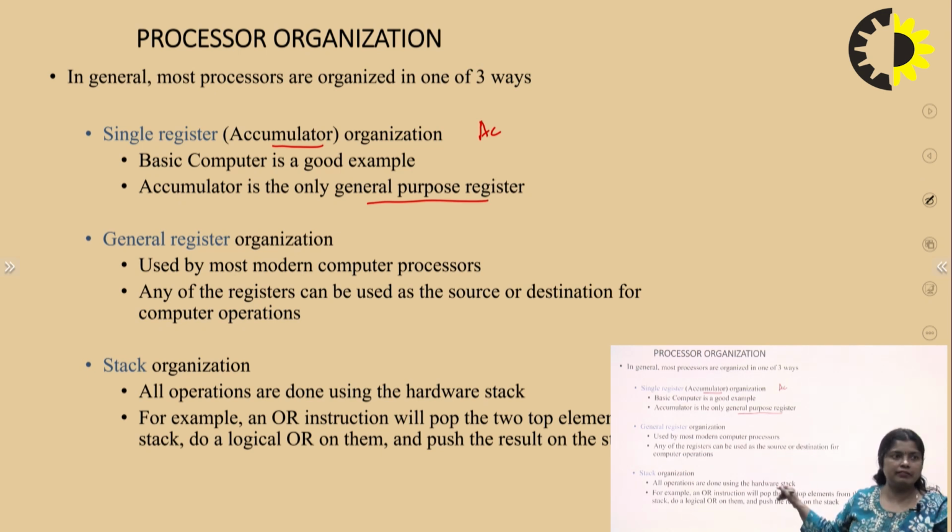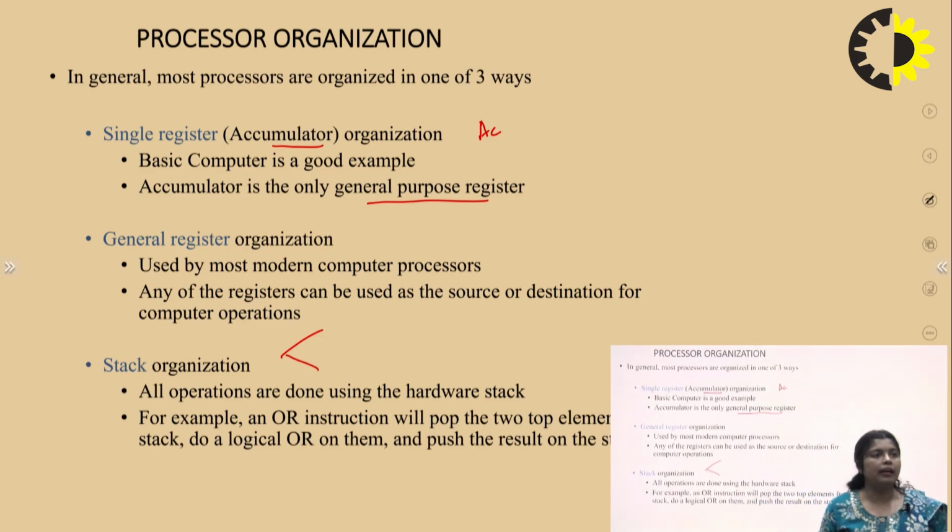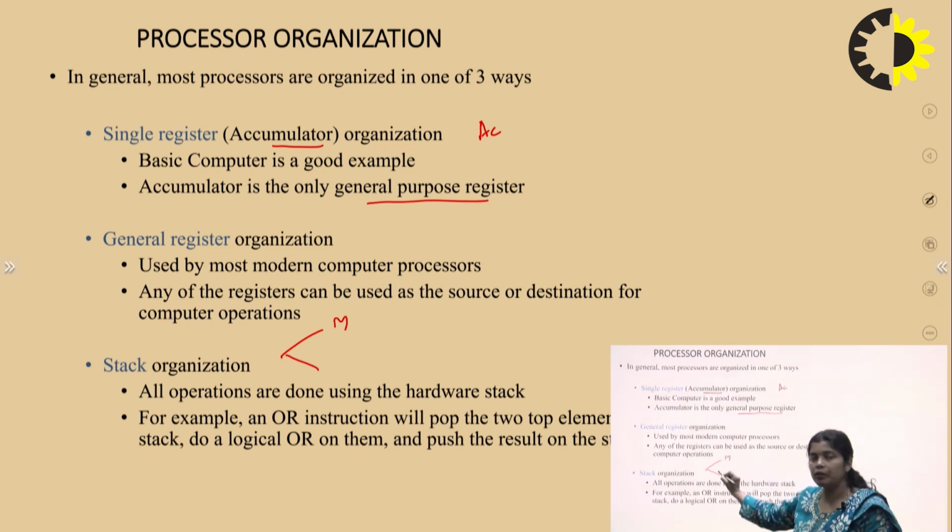And the next one is the stack organization. Stack is again of two types, that is the memory stack and the register stack organization. All operations are done in the hardware stack. A stack is just like a LIFO, meaning last in first out, meaning there will be push and pop operations going on. All the data is stored in the register stack, and the data which is stored last will be fetched first. That is the stack organization, and it is again of two types, the memory organization and the register organization.